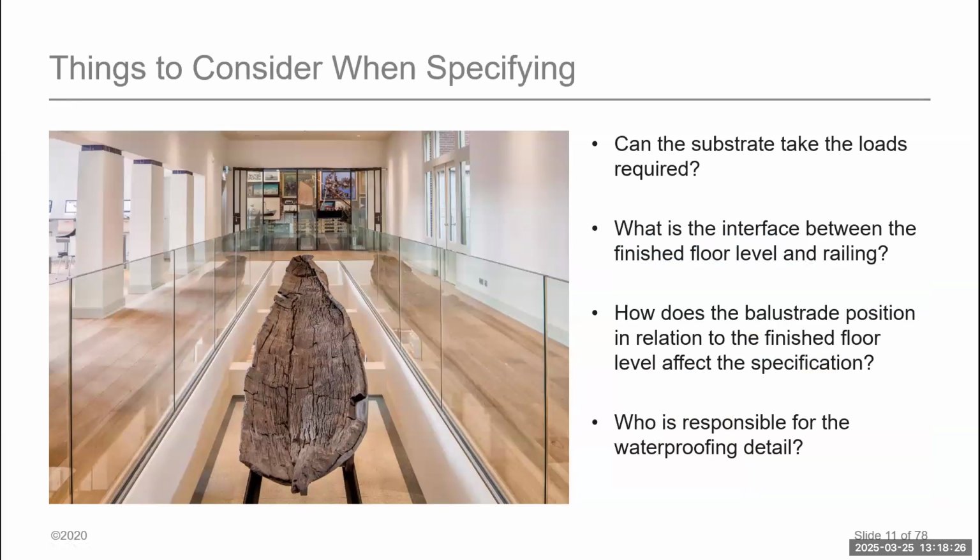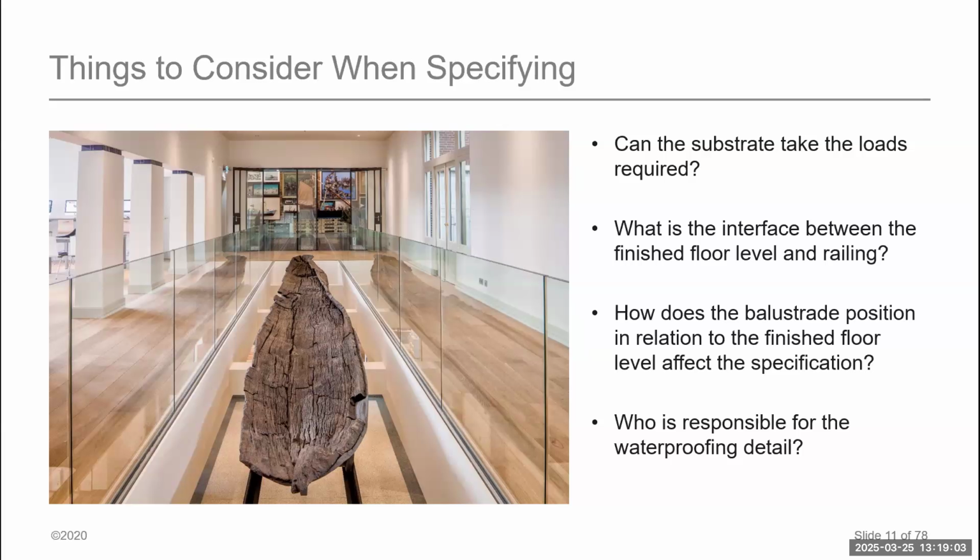So in summary, some of the other things that we want to understand and really think about when we're specifying guardrails is, can the substrate take the loads? We really just talked about that. Some of the things that you need to consider, right? What is the interface between the finished floor and the railing? How are you going to attach those? Is it interior, exterior? Down to the 4th bullet point, if it's exterior, how are we going to consider the waterproofing? Who's responsible for the waterproofing detail, right?